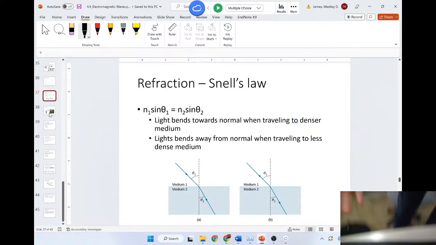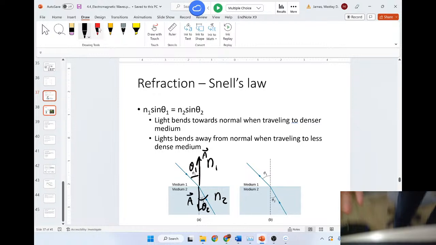N1 sine theta 1 equals N2 sine theta 2. This equation, I will label the things on here. N1 is medium 1. It's the index of refraction for where you start. N2 is the index of refraction for the material you enter. Theta 1 is the angle you enter with. Theta 2 is the angle you exit with. These are measured with respect to the normal. That's the area vector there.